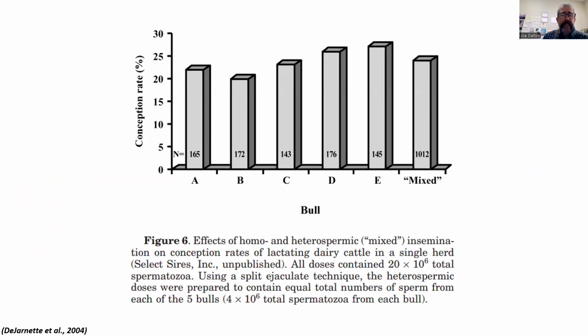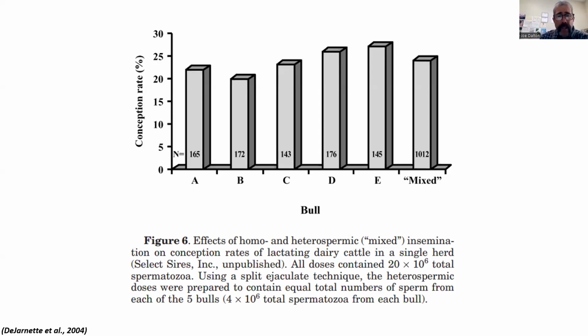And then using a split ejaculate technique, which is very important. What that means is the ejaculate was collected, and from that same ejaculate, they generated homospermic doses, and sperm cells went to heterospermic AI. It's a very important way to reduce bias. So they did that in this particular study and the previous study.